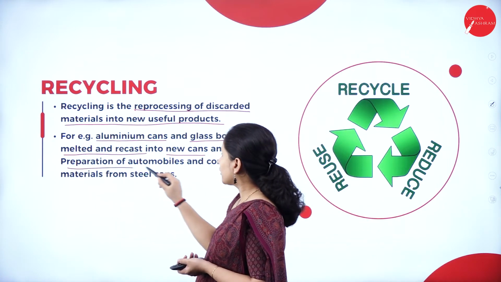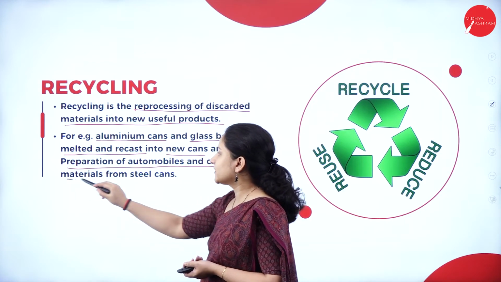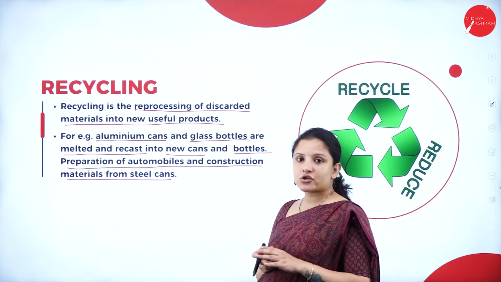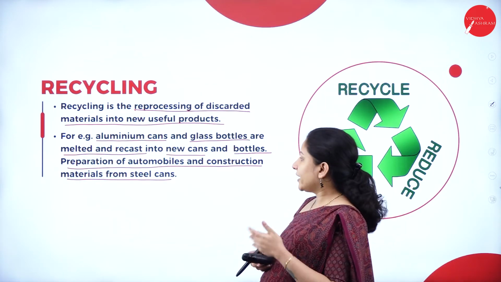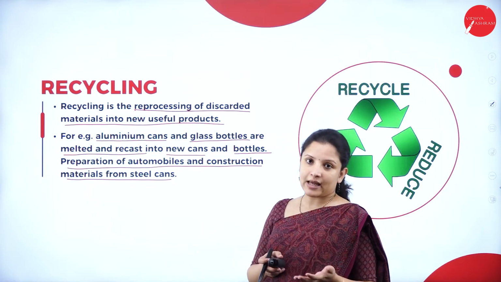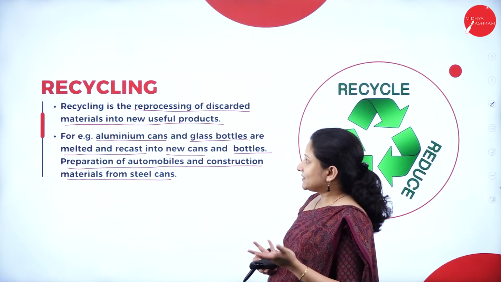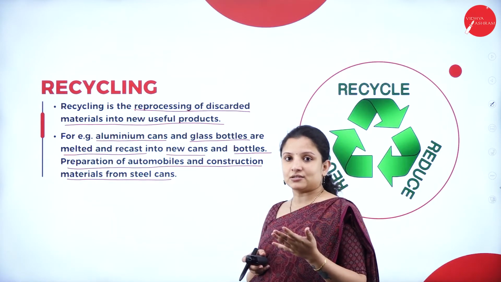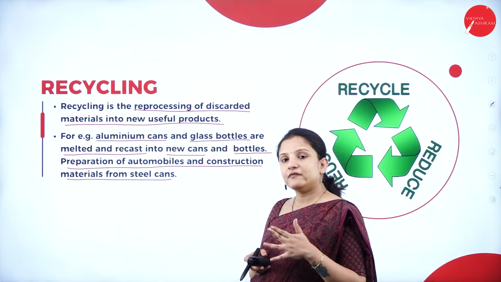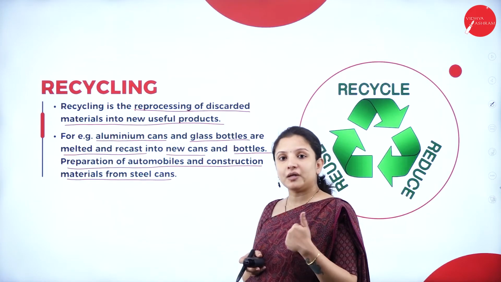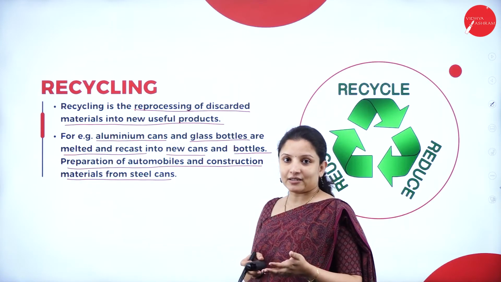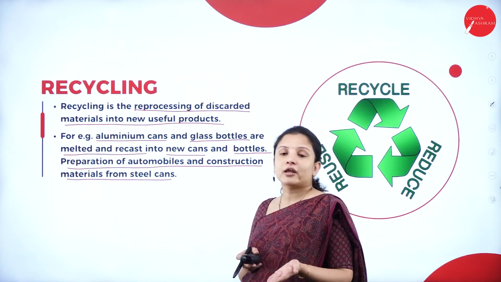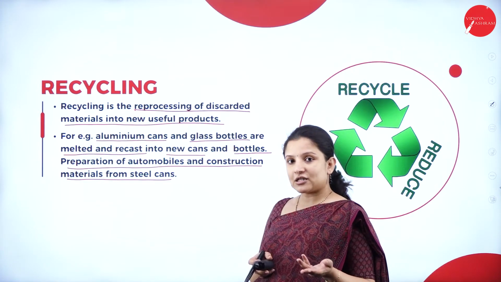Next, automobile parts and some construction materials can also be prepared from recycled steel cans. Or the best thing that can be done is to prevent plastics. Some plastics may not be capable of undergoing recycling, or after being recycled two or three times, they cannot be recycled further. So what can be done with such plastics?